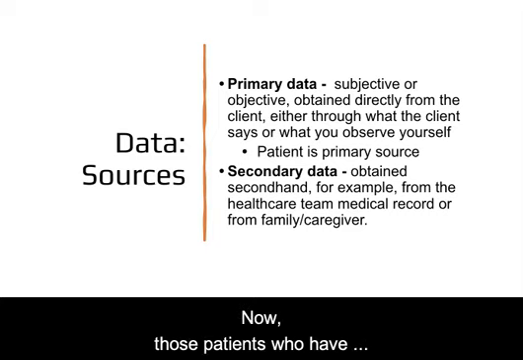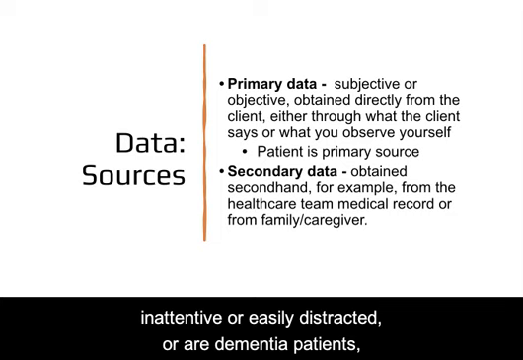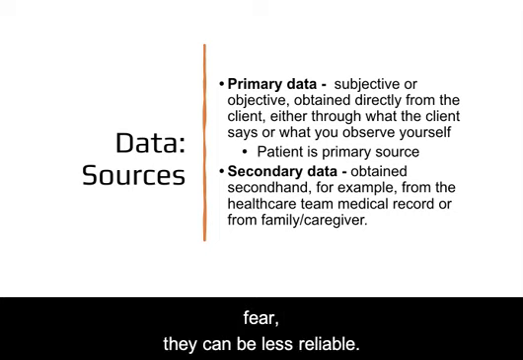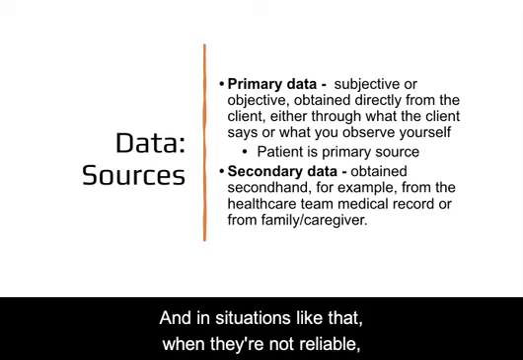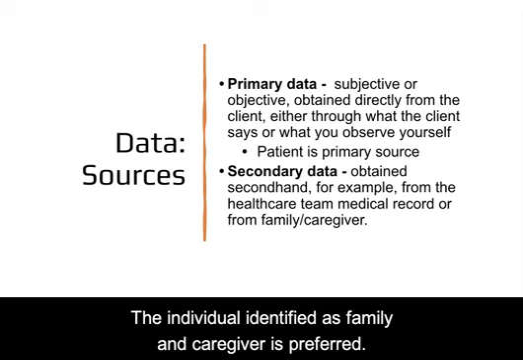Now, those patients who have cognitive changes, such as patients who are inattentive or easily distracted, or are dementia patients, or who have psychological symptoms such as anxiety, fear, they can be less reliable. And in situations like that, when they're not reliable, you can refer to the family. The individual identified as family and caregiver is preferred.